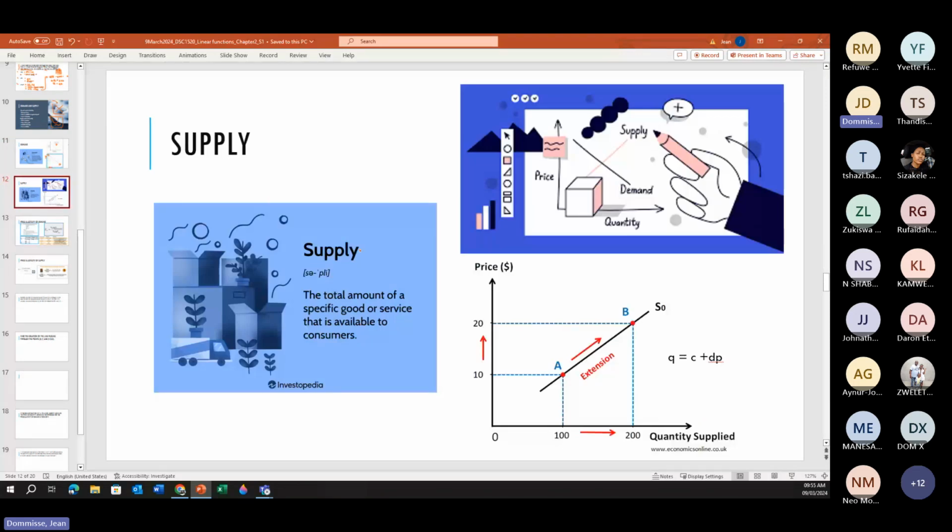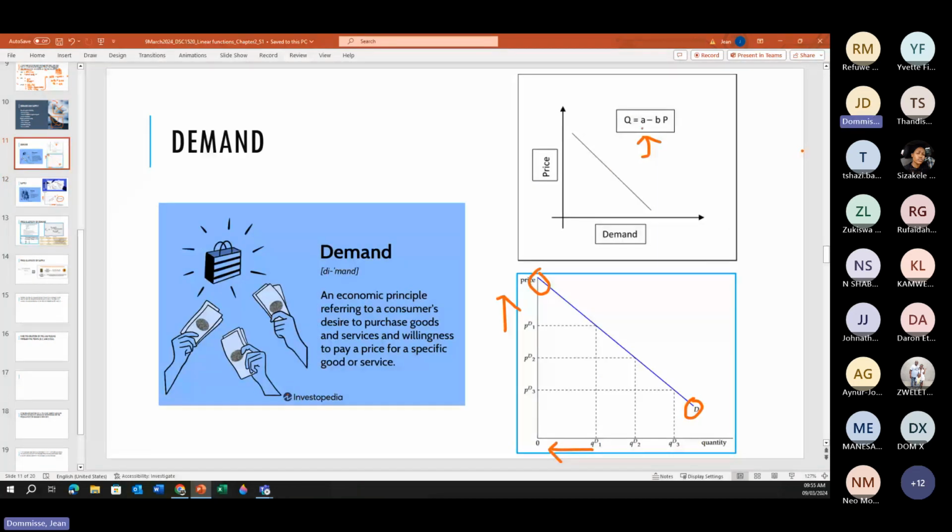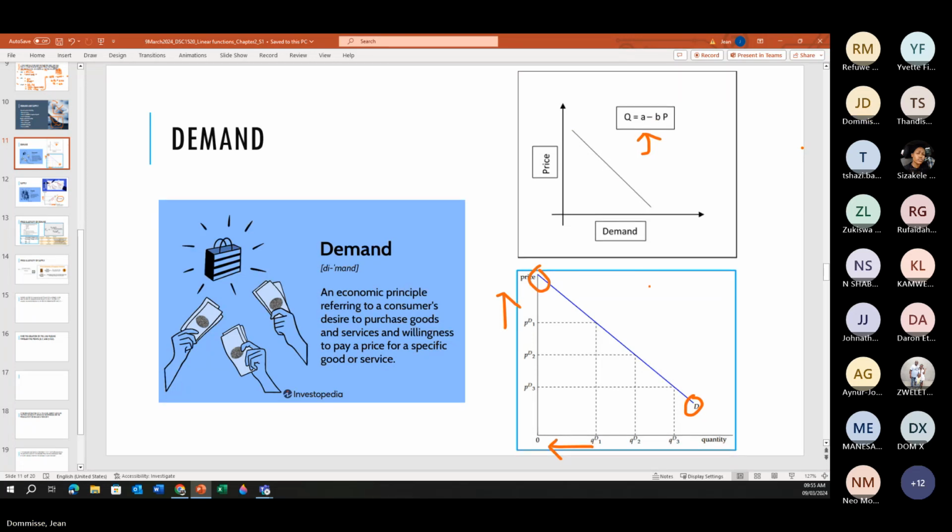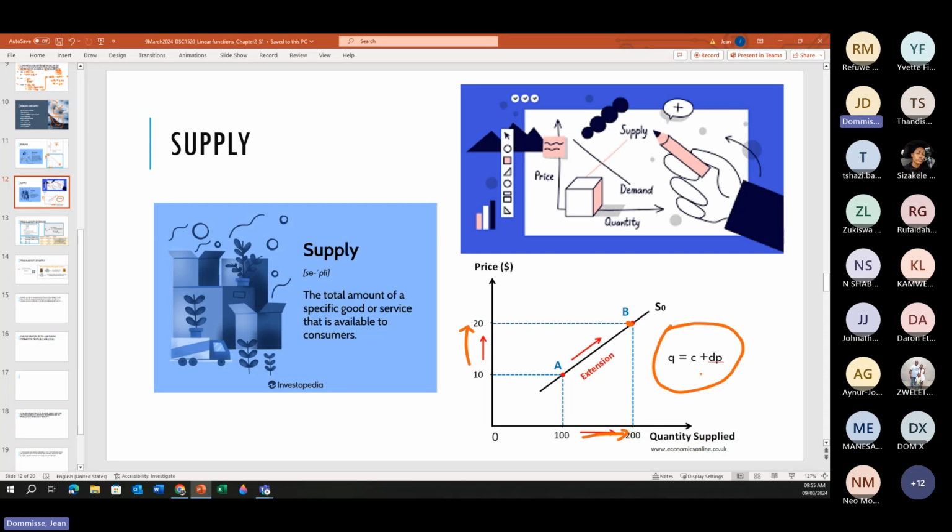Then we go into supply. So supply is just the other way. The higher the price, the bigger the supply. And if you look at the difference in your formula, in demand it is Q equals A minus B times price, because your slope is negative. In supply, your slope is positive, so you will have a positive before the slope.